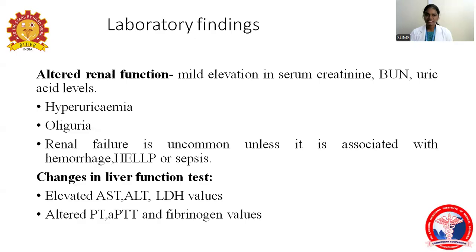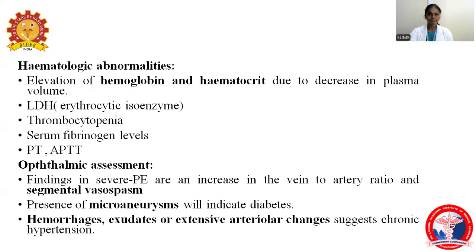Coming to the laboratory findings, there will be altered renal function, mild elevation in serum creatinine, blood urea nitrogen, and uric acid levels. There will be hyperuricemia and oliguria. Renal failure is uncommon unless it is associated with hemorrhage, HELLP syndrome, or sepsis. Changes in liver function tests include elevated AST, ALT, LDH levels, and altered PT, APTT, and fibrinogen levels.